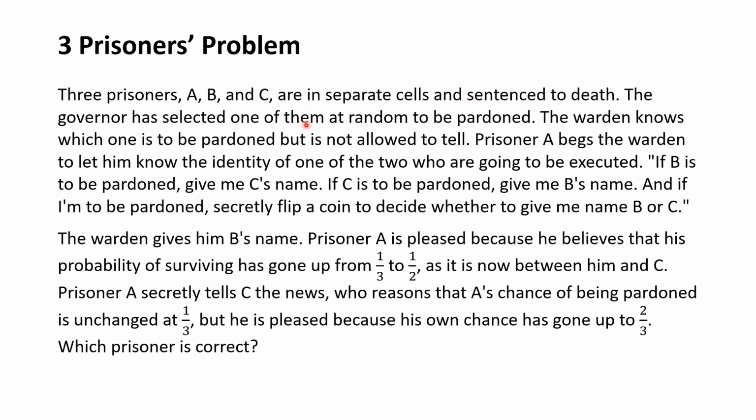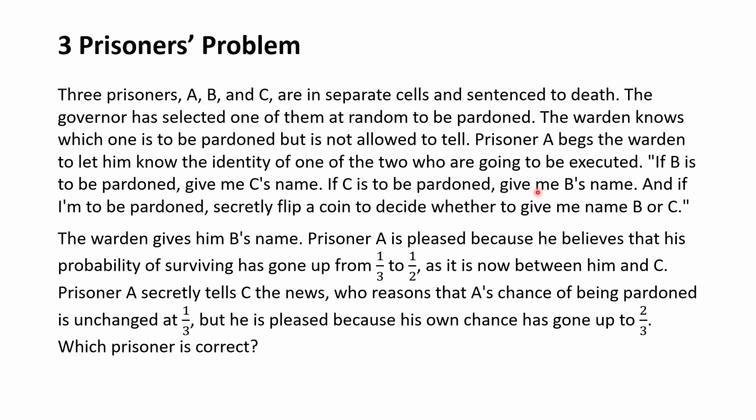The governor has selected one of them at random to be pardoned, and the warden knows which one is to be pardoned but is not allowed to tell. So prisoner A gets very anxious, and he knows the warden's not going to say who's going to be pardoned, but he tries to get some information out of the warden, and he makes the following request. Prisoner A says, "If B is to be pardoned, give me C's name." In other words, let me know that C is going to be executed.